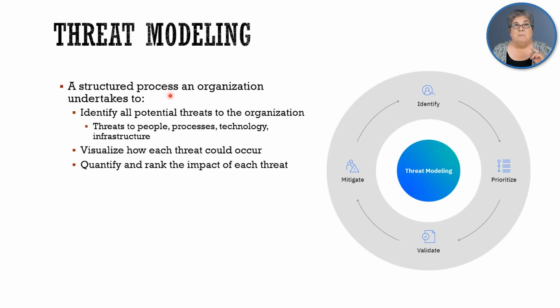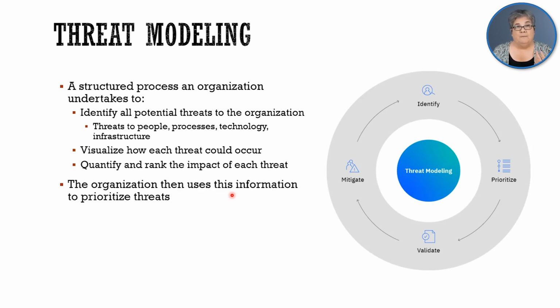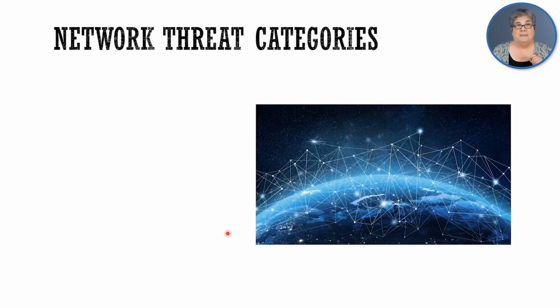So threat modeling is a process. It's a structured process. We identify all potential threats to our people, our processes, our technology, our infrastructure, our assets. We visualize how each threat could possibly occur, and we quantify and rank the impact of each threat so we know which ones take priority. We use this information. We say, okay, this is much higher priority than that. We assign resources to reduce, mitigate, counter the threats.